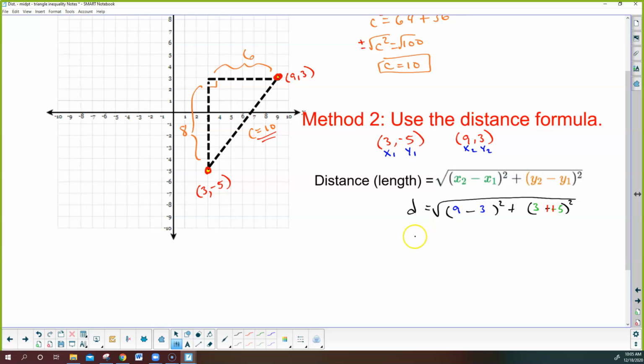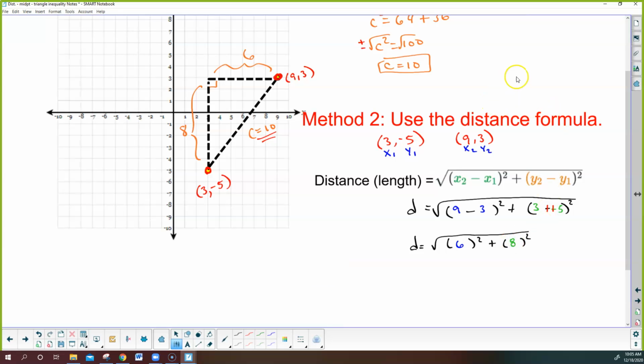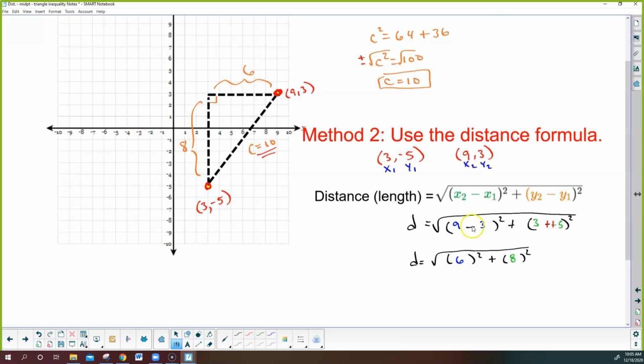All right, and then it's order of operations. Simplify what's inside the parentheses first. 9 minus 3 is 6. And then 5 plus 3 is 8. Now notice something here. 6 squared plus 8 squared.